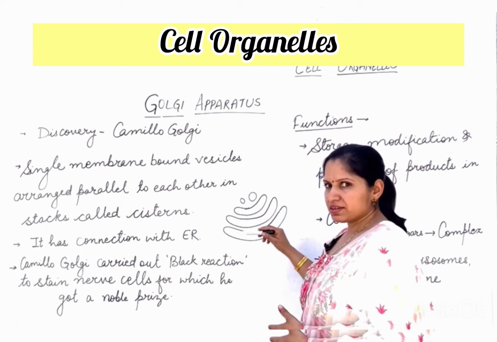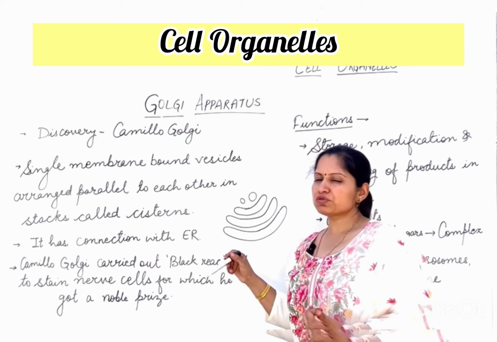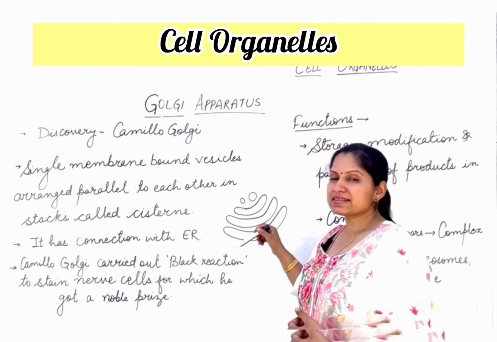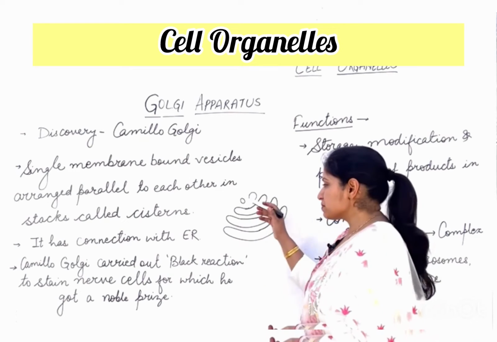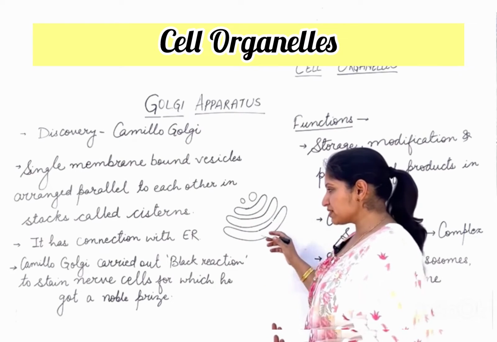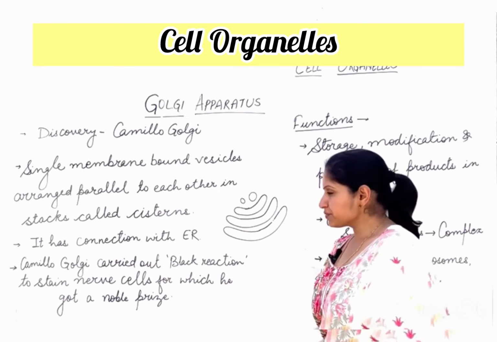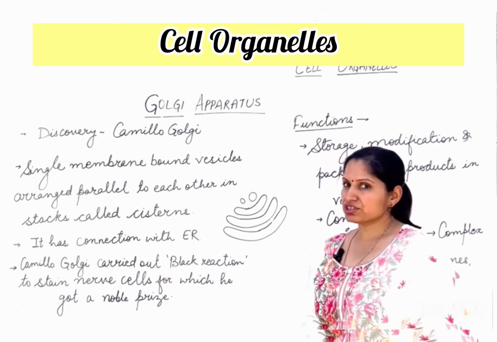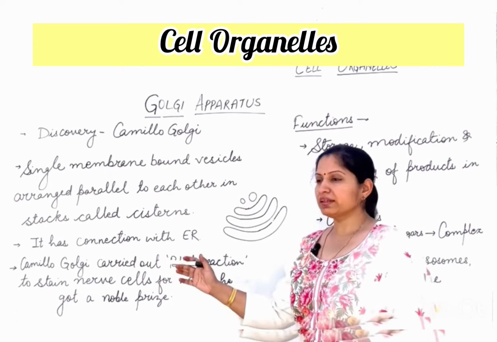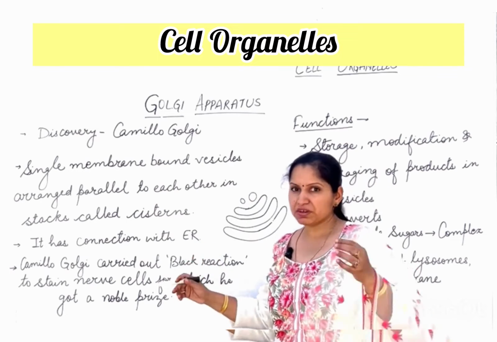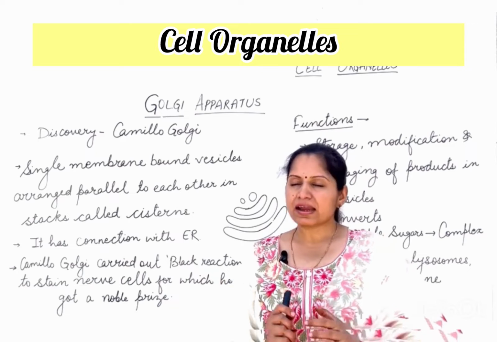So, the Golgi apparatus is made up of single membrane bound vesicles which are arranged almost parallel to each other, and it's like a stack, and that is known as cisterns. This stack of vesicles is known as cisterns. So that is the structure of Golgi apparatus. This Golgi apparatus is in close connection with endoplasmic reticulum. It's present close to the endoplasmic reticulum.